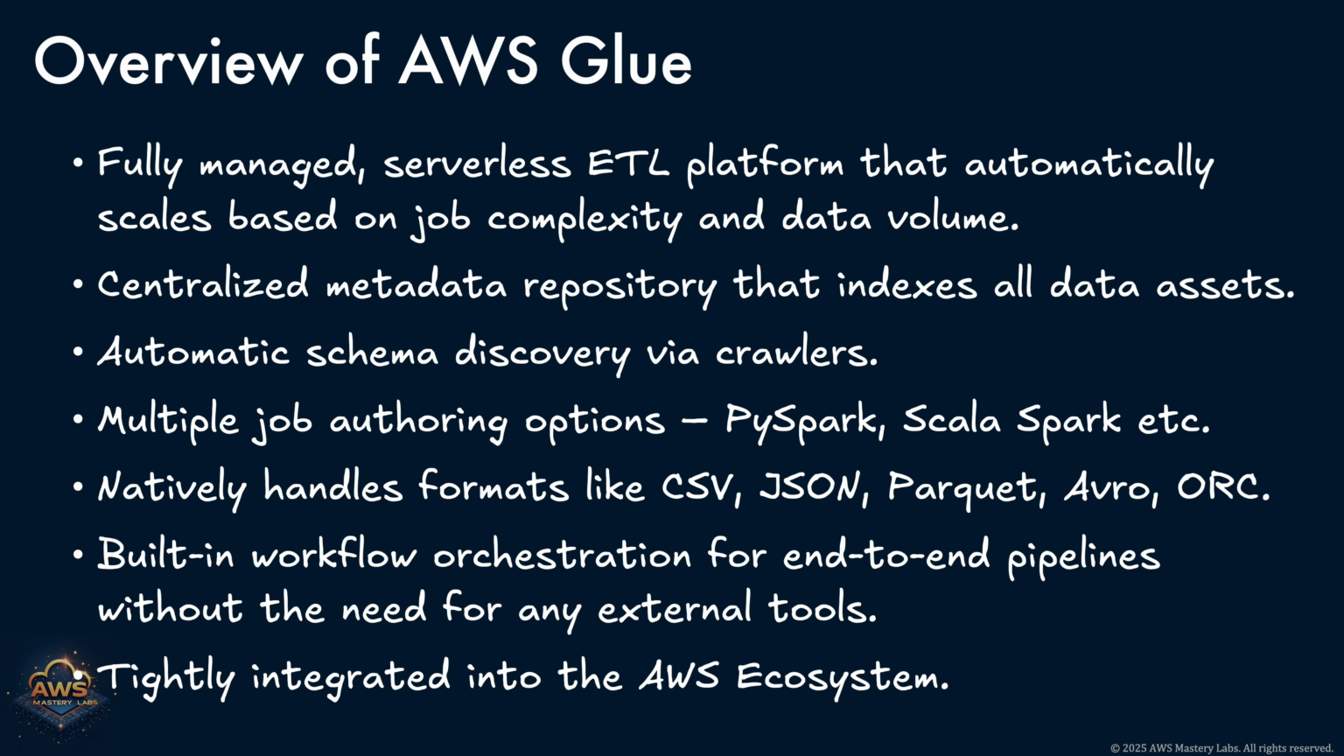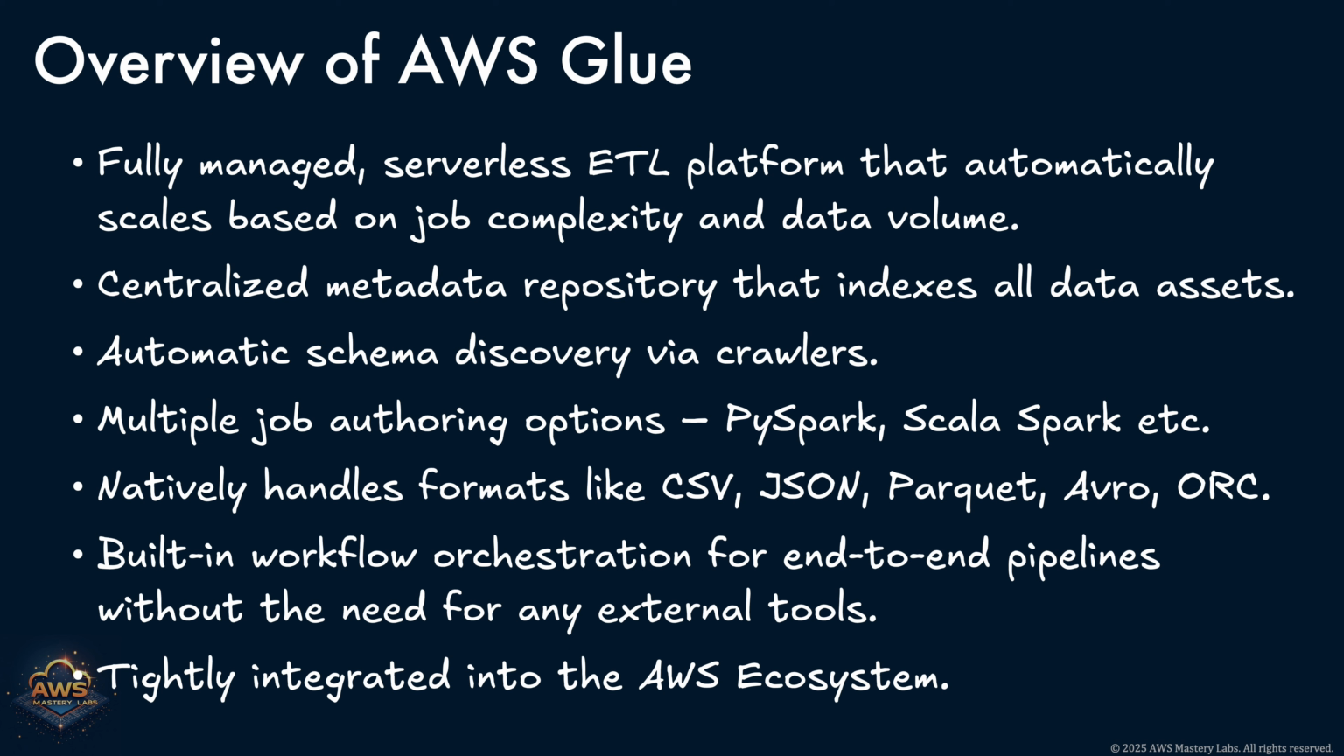AWS Glue is Amazon's fully managed serverless data integration service. It's designed to make it easy for data engineers to prepare and transform data for analytics, machine learning, and real-time applications, without having to manage infrastructure or worry about scalability. At the heart of Glue is its serverless architecture. That means no EC2s, no provisioning, and no tuning compute clusters. Glue automatically scales based on the size and complexity of your job, so you only pay for what you use.